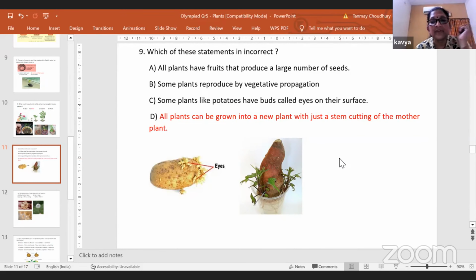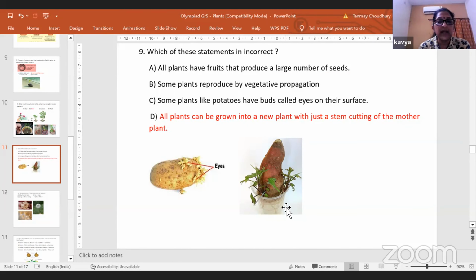Now, I am showing you here these two things. This is a potato and this is a sweet potato. Potato means aloo and sweet potato means kondamulo or shakarkand. In Hindi, you call it shakarkand. Now here, how is it growing? The sweet potato is a root and it is forming new plants. You can see so many new plants sprouting.